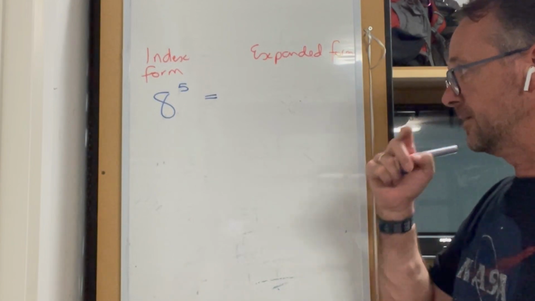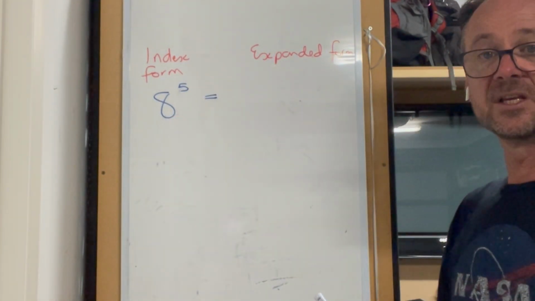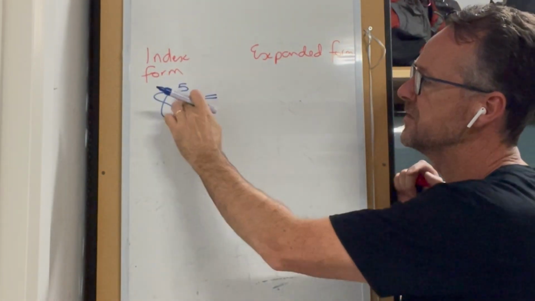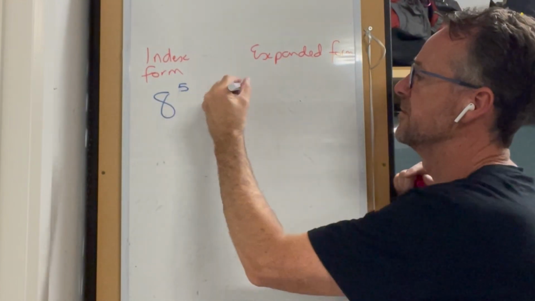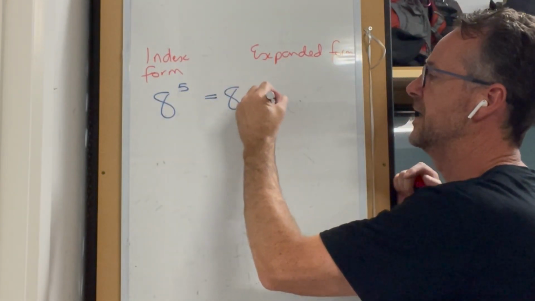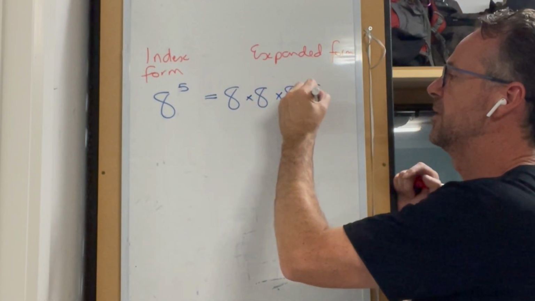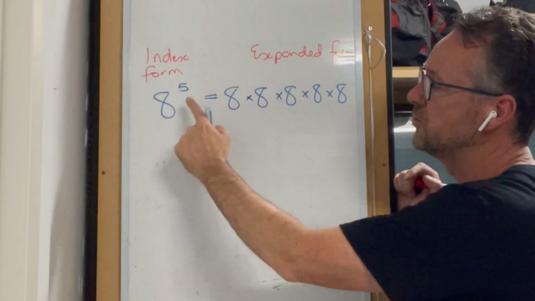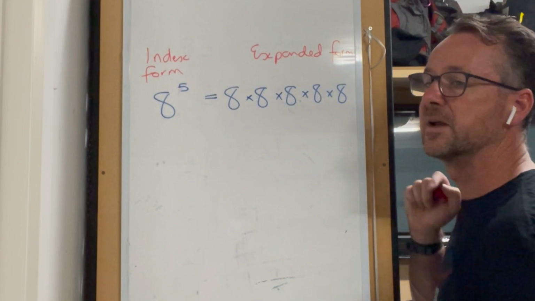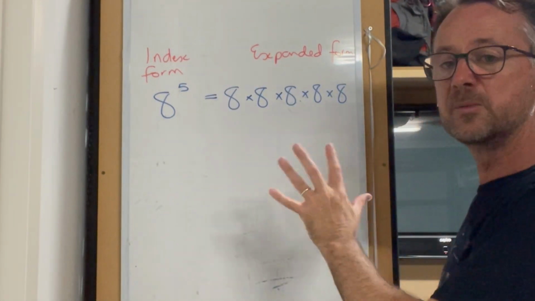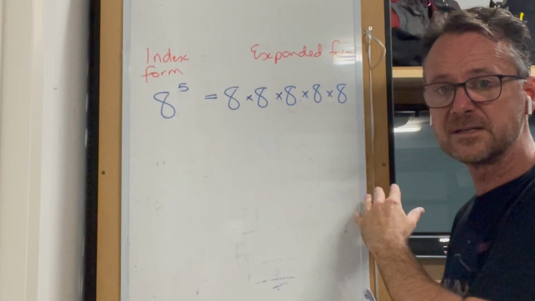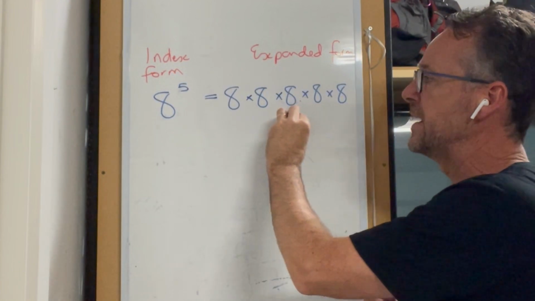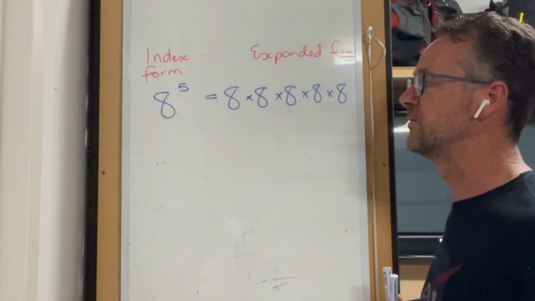Now for any of our index form, we can always express them as what we call expanded form. So we take that initial index form, here we've got 8 to the power of 5. So how many 8s are there going to be? There's going to be 5 of them. So it's going to be 8 multiplied by 8, multiplied by 8, multiplied by 8, multiplied by 8. This is 1, 2, 3, 4, 5, which matches up with our index form. So this one here is index form, this one here is expanded form. And sometimes you'll be asked to actually calculate the result of that, and you typically do that with your calculator, but sometimes you'll just be asked to go from expanded form to index form, or index form to expanded form.